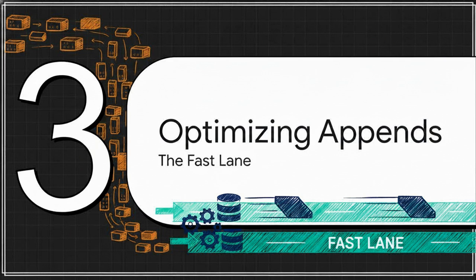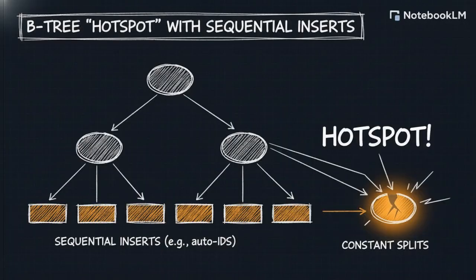Okay, let's move on to the next big bottleneck, optimizing appends. This is all about what happens when you get a traffic jam from inserting data in a nice, neat order and how we can create a special fast lane to deal with it. Man, this next one is a classic database headache. I'm talking about when you use things like auto-incrementing IDs or timestamps for your index key. Think about it. Every single new record is trying to get added to the exact same spot, the very end of the line. It literally creates a Congo line of data, all trying to write to the same page.